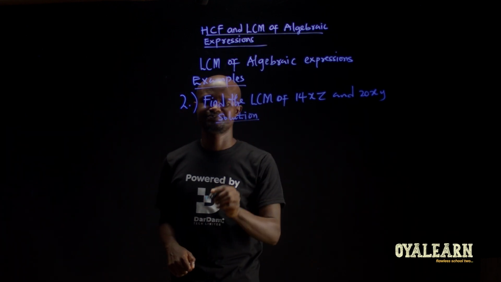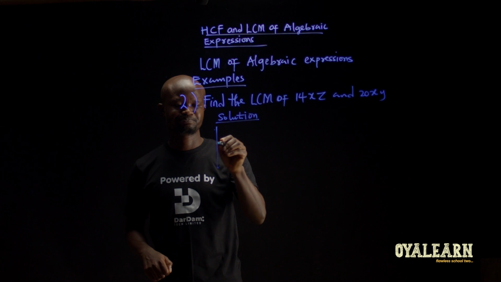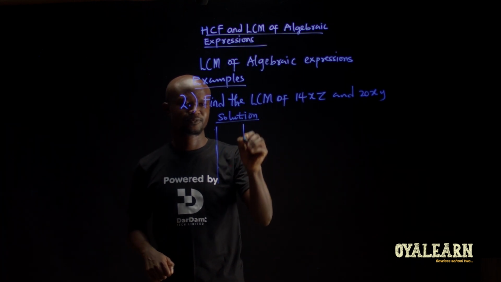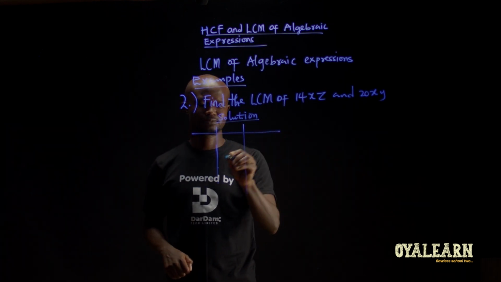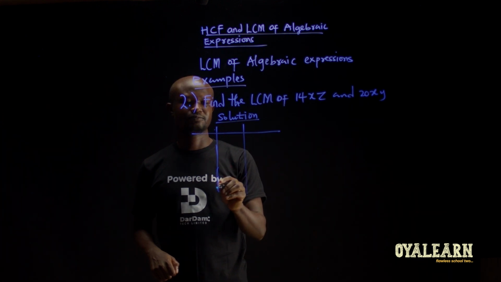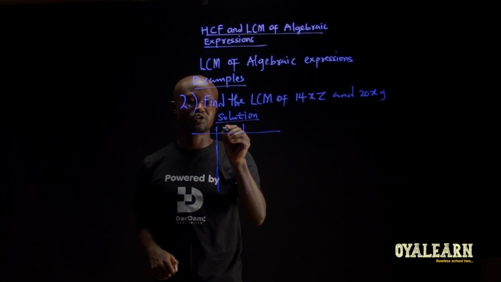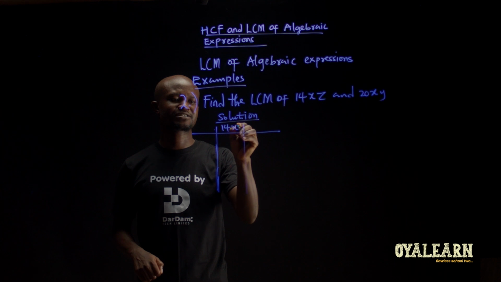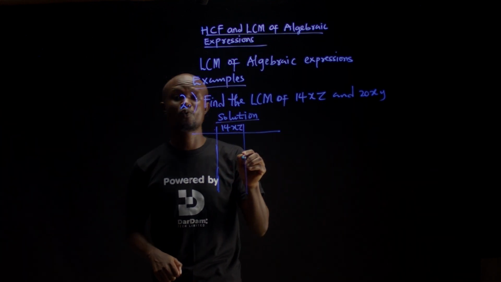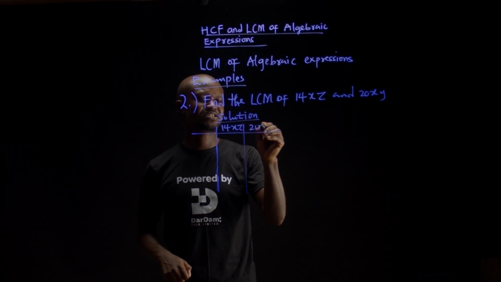Solution to the problem. We draw a table. We have the expression. The first one, 14xz. The second one, we have what? 20xy.